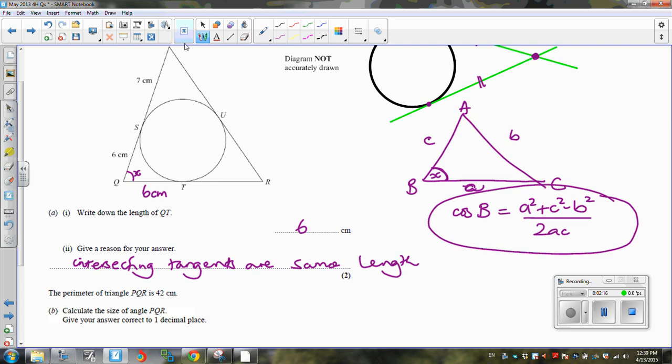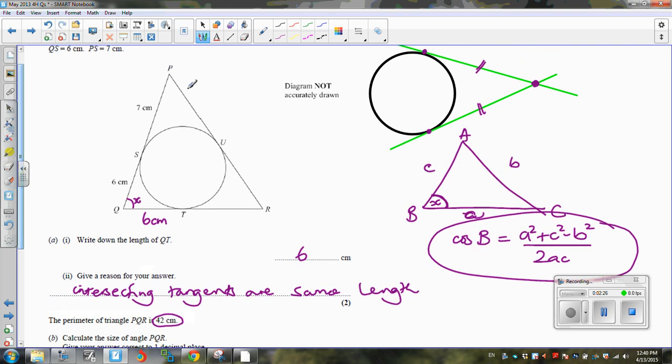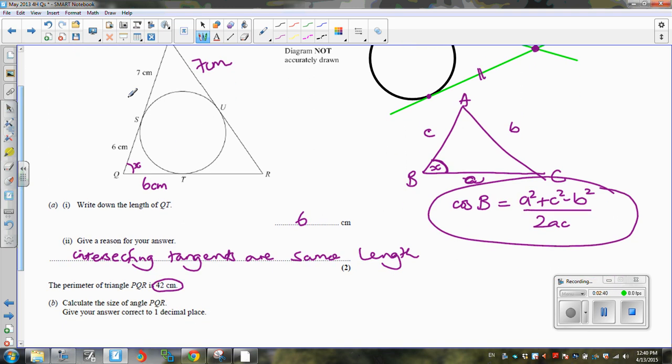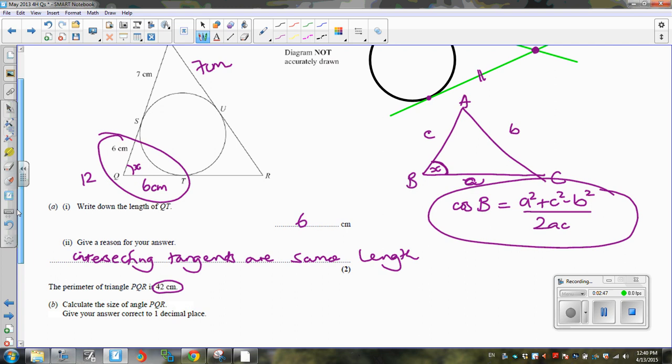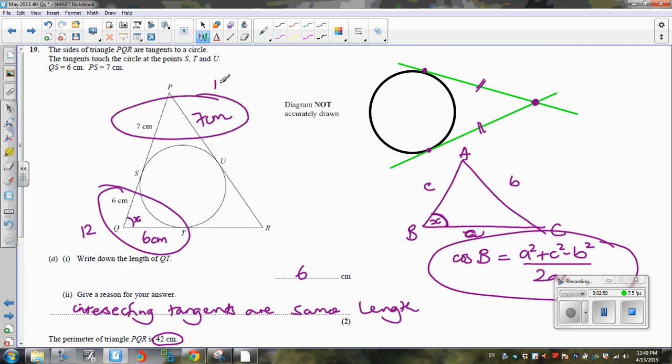Now, if we look at our big triangle here, we know the length of this side is 13 centimeters. We're going to have to use this 42 centimeters to do a bit more figuring out. Now, one of the things that I can see is that the distance from P to S is the same as the distance from P to U, for the same reason as SQ and QT. So this here is 7 centimeters. Now we know that the perimeter of the whole triangle is 42 centimeters. So these two add up to 12, and these two add up to 14.